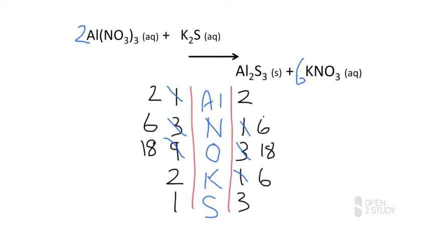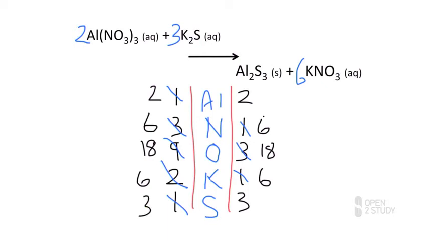Moving right down to the bottom, potassium is the next one I've got that's out of line. 2 on the left, 6 on the right. So to fix that, I need to multiply that molecule, the potassium sulfide, by 3. That changes both my potassium and my sulfur. And again, if I add them up, for my potassium, I've now got 3 times 2, so that would be 6 potassium. And for the sulfur, I've now got 3 of them.